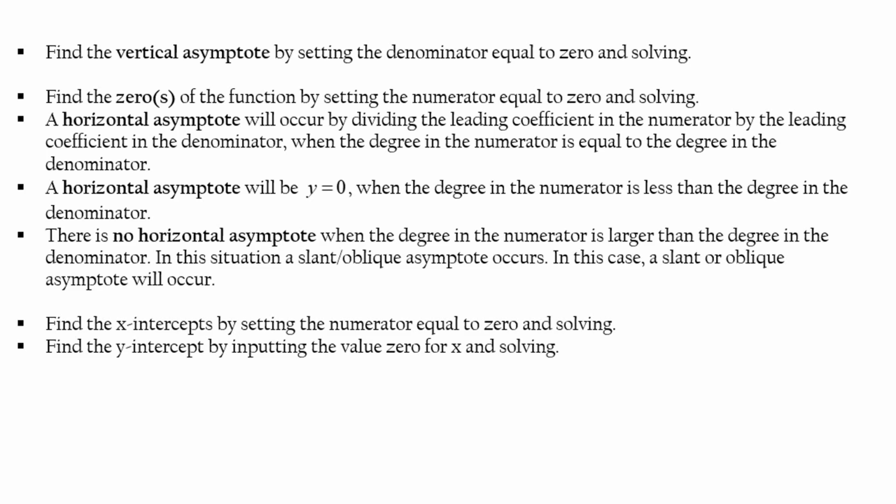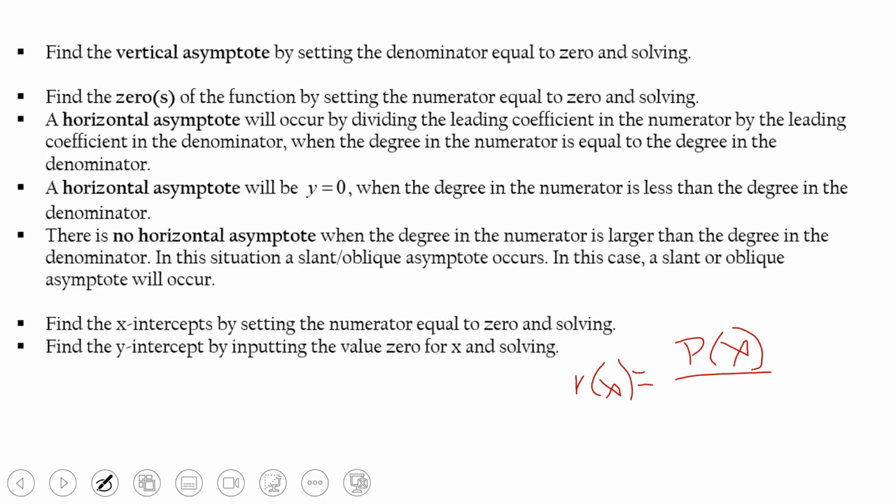We're going to identify the degrees of the function. As a reminder, if you were in class when I introduced rational functions, I explained that a rational function is simply the dividing of two polynomials. So we are going to identify the degree of the numerator and the denominator. And then by analyzing those values, we'll be able to tell if a horizontal asymptote exists and what that value would be.